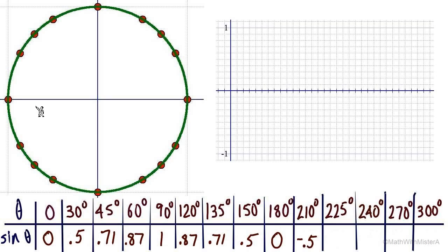A negative 1/2, negative radical 2 over 2, and so on. 300 is the last point on our table, but we can see the repeating patterns that the next one would be a negative radical 2 over 2, and then a negative 1/2, and so on. We're going to plot these points now, graphing theta and sine theta. Here's our first point at 0, 0.